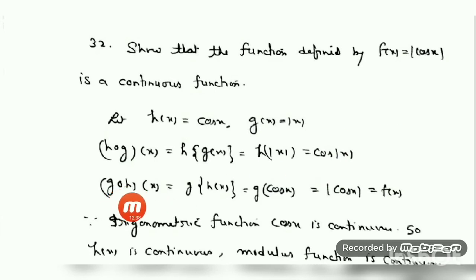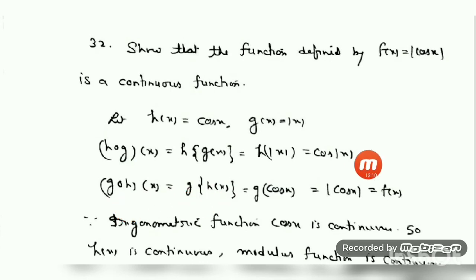That's why I have found g o h of x. And by definition of g o h of x, it is g of h(x). G, you keep it as it is, put the value of h(x), that is cos x. Now think of it as y, g of y. G of x is modulus of x, so g of y will be modulus of y. Y means cos x, so modulus of cos x, which is your given function f(x). So you see that your given function f(x) can be written as a composite function, that is g o h.